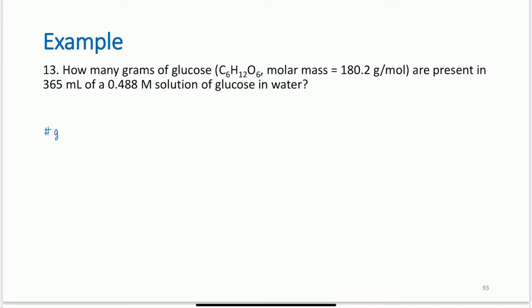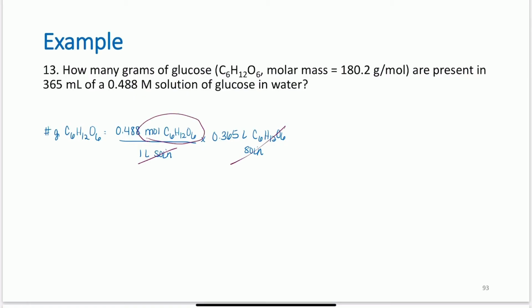So I'm trying to find number of grams of glucose, C6H12O6. I know I have a 0.488 molar solution, which is 0.488 moles of C6H12O6 per 1 liter of solution. And I have 365 milliliters, which is 0.365 liters of that solution. This step right here just gets me back to moles of glucose.